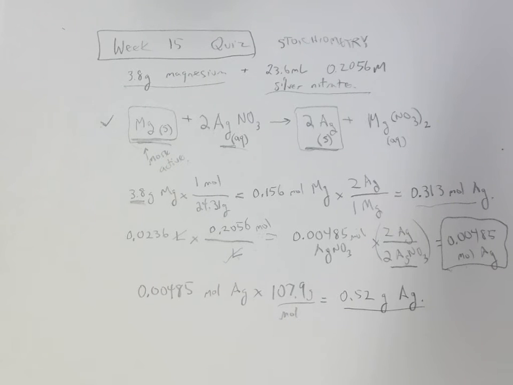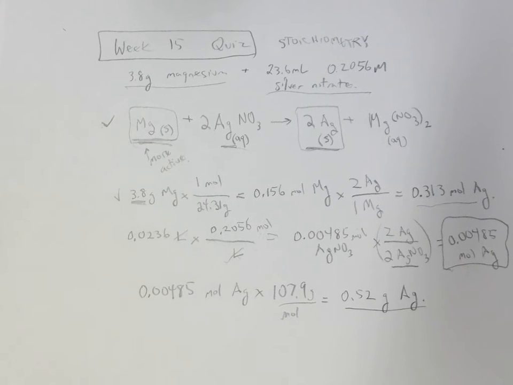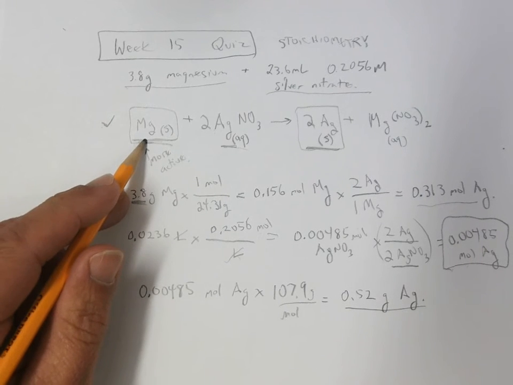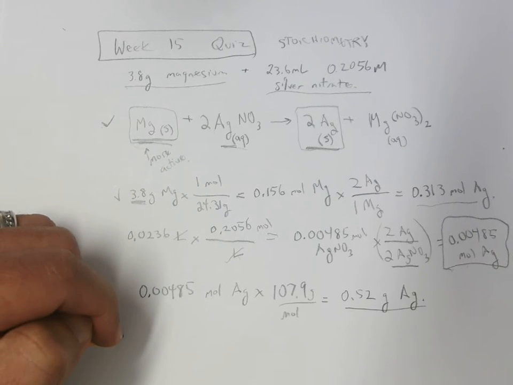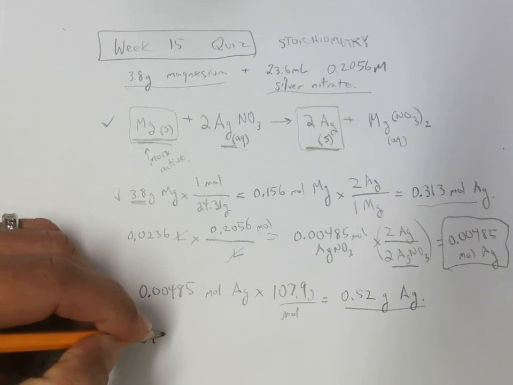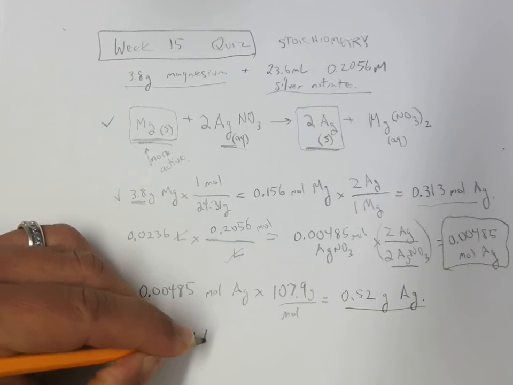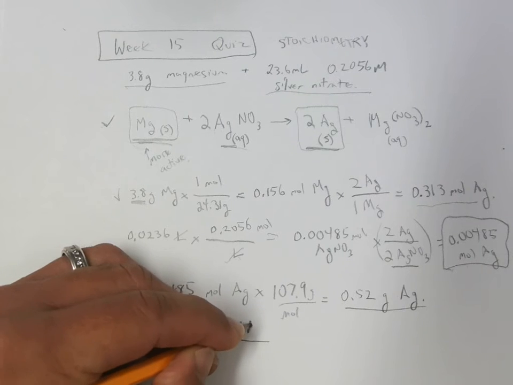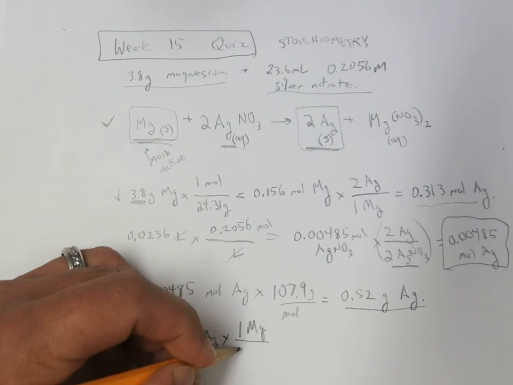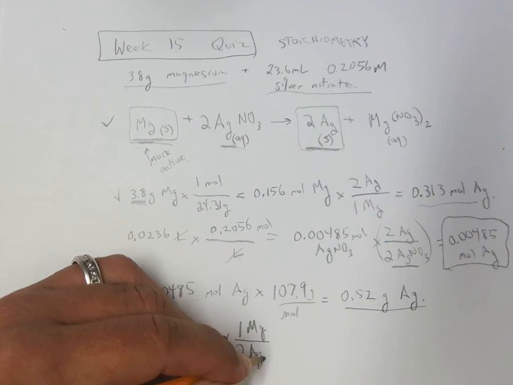But then we notice the magnesium, we had a huge excess. So we're going to have some magnesium left over at the end as well. So this is the super advanced bonus part where we have to ask ourselves, how much magnesium did we use? So how much magnesium is left? So I take the amount of silver formed, 0.00485 moles of silver, and then I use a mole ratio to say 1 magnesium would be used for every 2 silvers made.